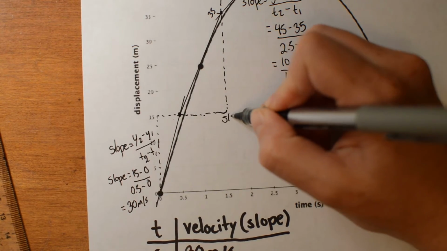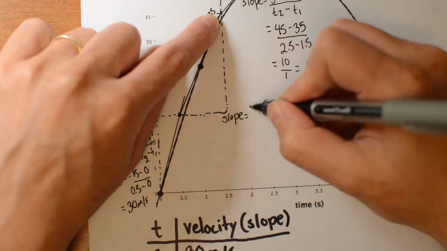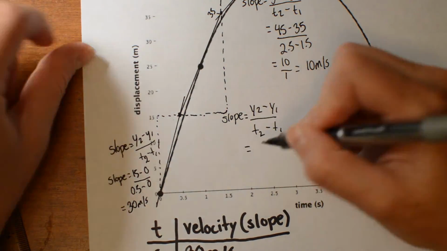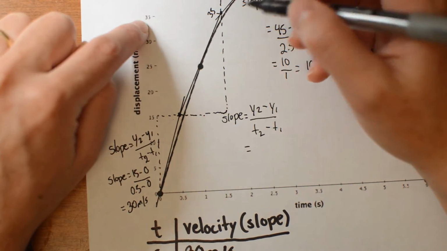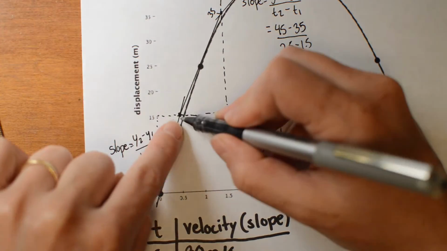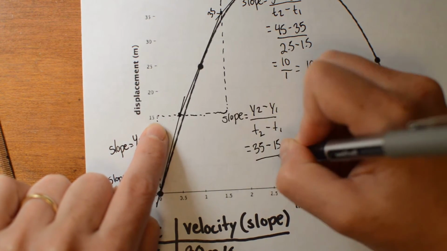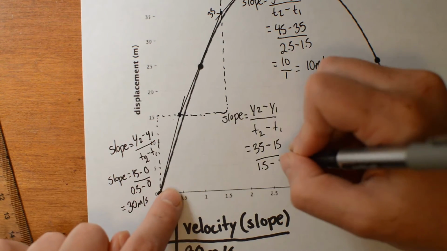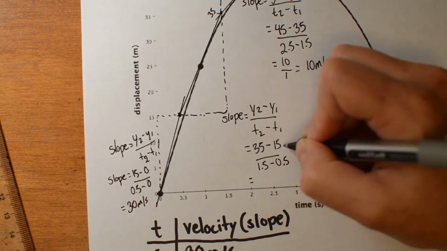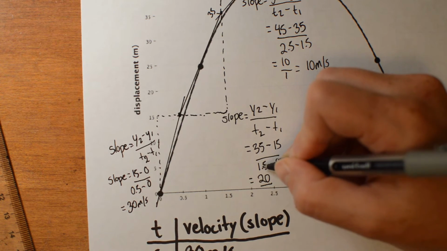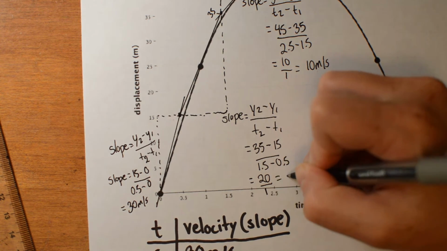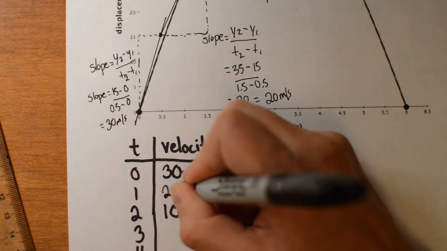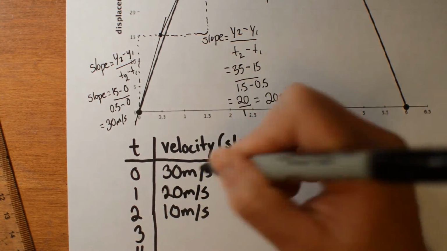So my slope of that is going to be my y2 minus my y1 over my t2 minus my t1. So y2 is this point right here, that's the 35. y1 is down here, this point, that's the 15. t2 is the time that goes with that guy, so 1.5. t1 is the 0.5. That gives me 30 minus 15, which is 20, over 1.5 minus 0.5, which is 1, so 20 meters per second. All right, my slope at 1 second is 20 meters per second.